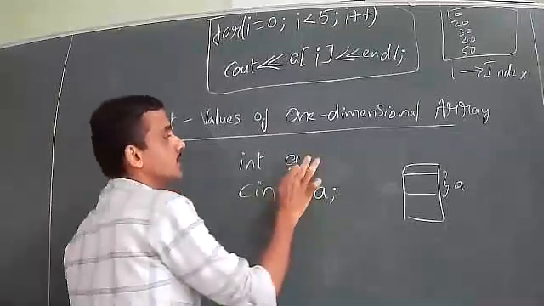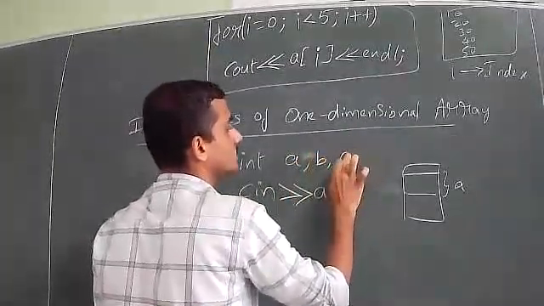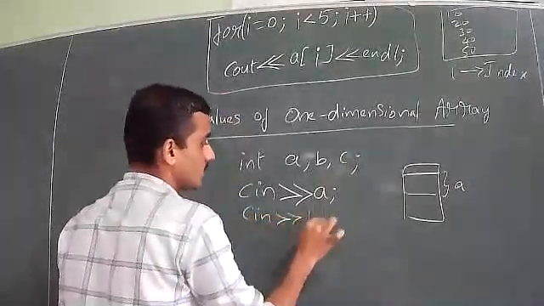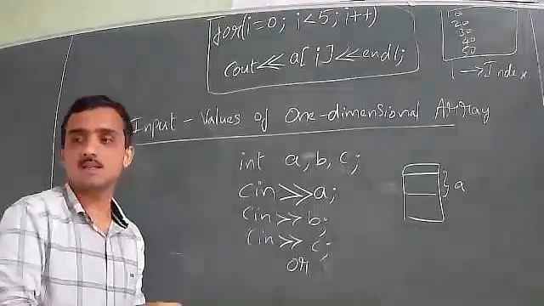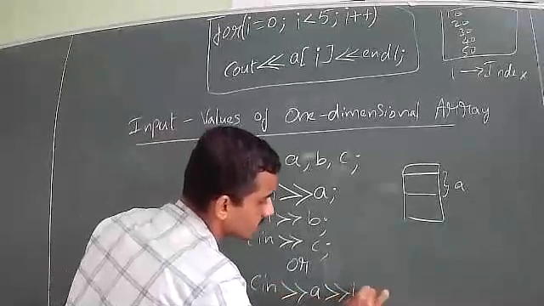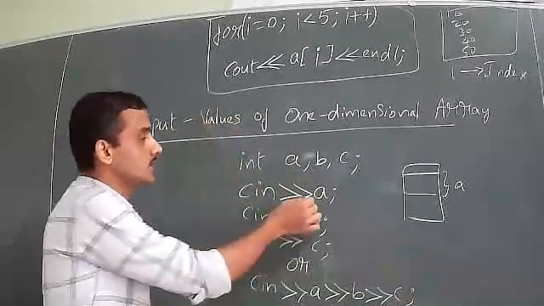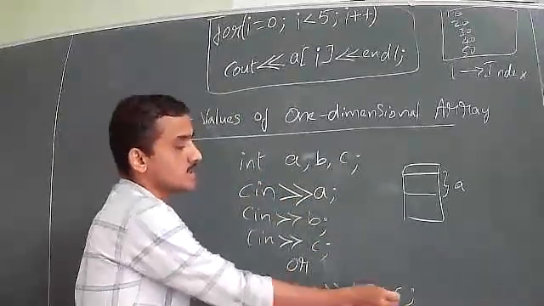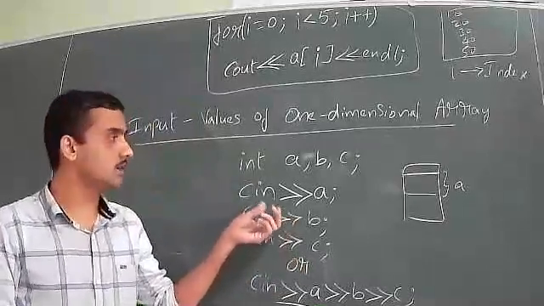Now, if suppose I have three variables, a, b, c, we have to write: cin extraction operator a, cin extraction operator b, cin extraction operator c. Or we can even combine these three statements into one statement: cin extraction operator a, extraction operator b, extraction operator c. Understood? So either you can write individual statements, or you can combine them. So here we came to know how to store values in the variables which contain a single value.